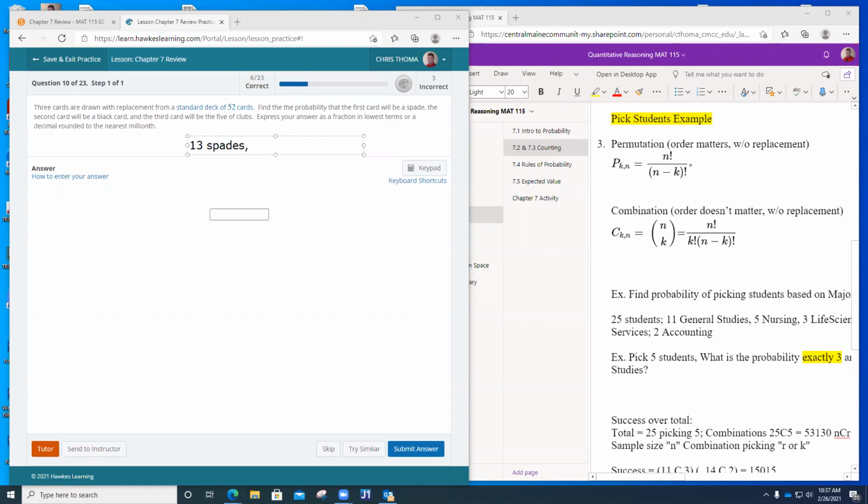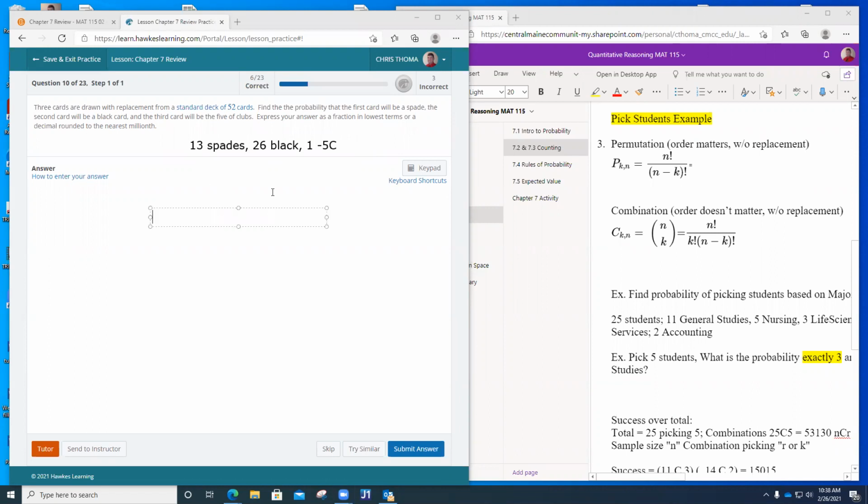The second card would be black. So there is half red, half black. Half of 52 is 26, so there's 26 black cards. And the third card will be the 5 of clubs. So there's only one 5 of clubs. I'll just put it as 5 C. All right, so now it doesn't state it, but I'm going to assume that it is not with, oh, I don't want to do that. Undo, there we go.